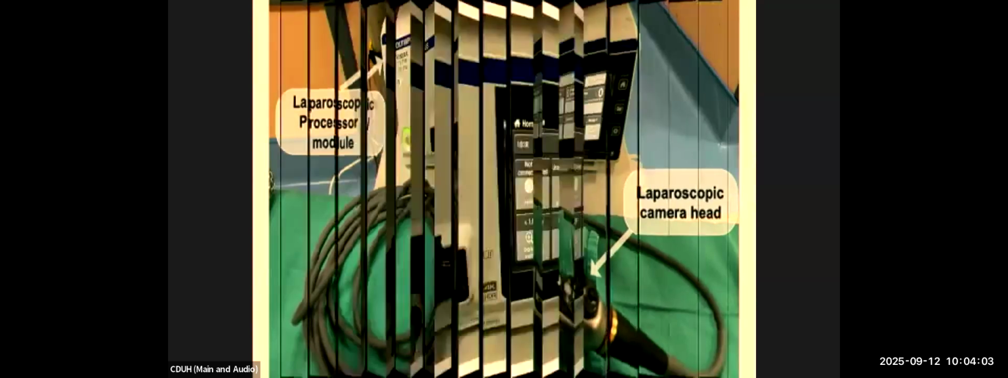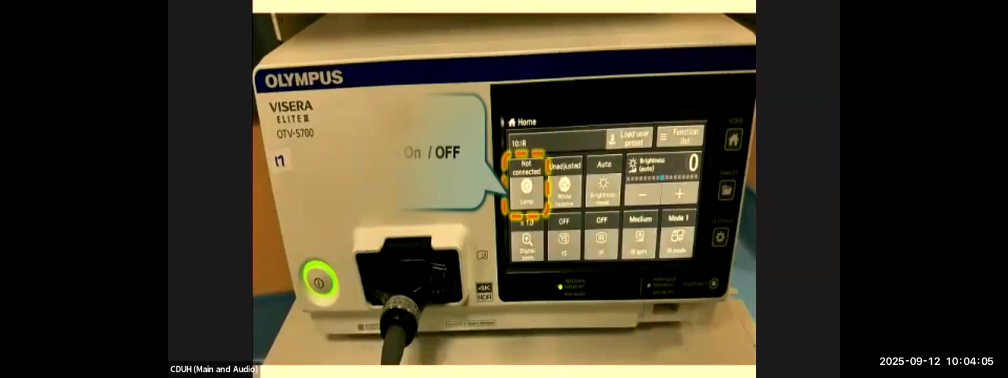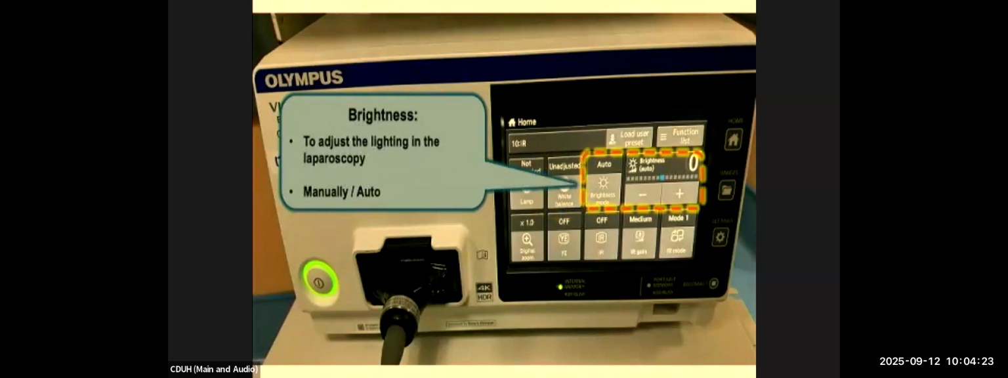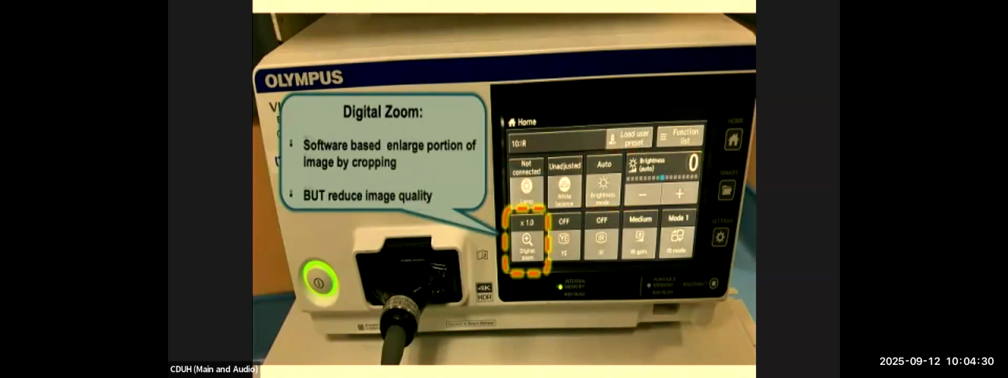This is actually the processor module connected with this laparoscopic camera head. Here is the fiber optic light on button, followed by the white balance, which is to reset and zero the white color according to the surroundings. You do the white balance before you put the telescope inside to examine the patient. Followed by the brightness, to adjust the lighting of the laparoscopy, and it can be manual or auto.